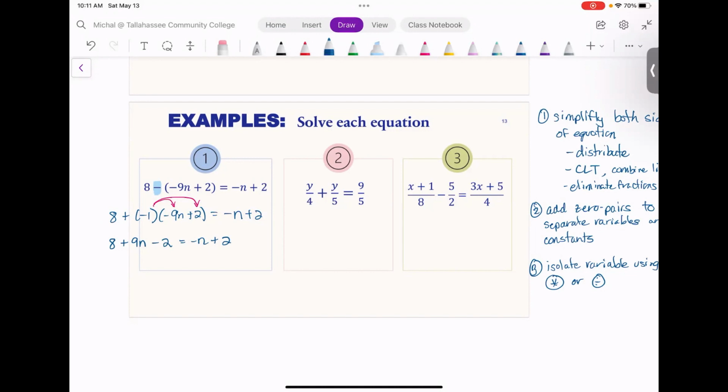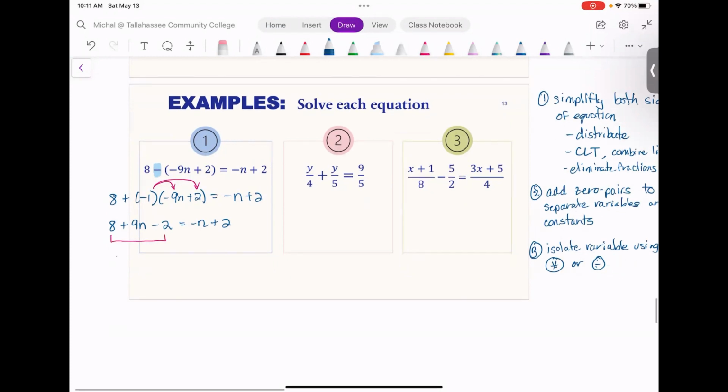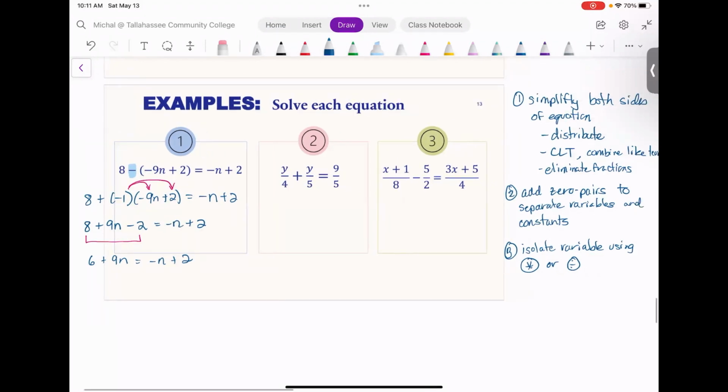Next, I'm going to combine like terms because I have two terms that are constants on the left side of the equal sign, 8 and -2. If I combine 8 and -2, I get +6. My next step, because these are both simple, there's no terms to combine. I cannot combine my 6 plus 9n because 6 does not have an n term. I can only combine terms that have the exact same variables and also the exact same exponents.